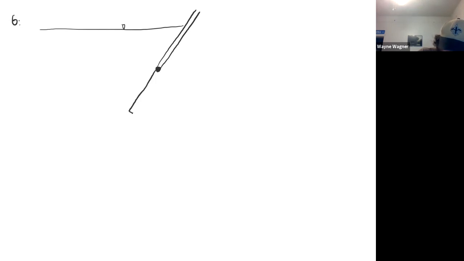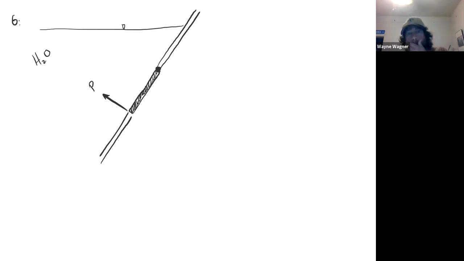Okay, rectangular gate having a width. So this is number 5. So we've got some water and it's being held back by a rectangular gate with a hinge right here. And here's the gate. And there's a force going this way, P. So this is the gate right here, and this is all water. The width of this thing, which is usually written as a B, is 4 feet.